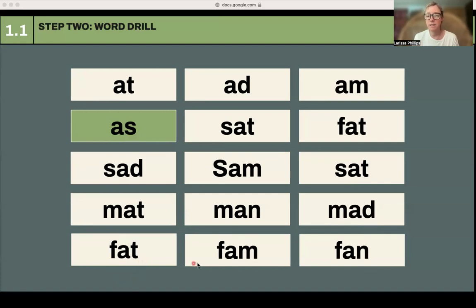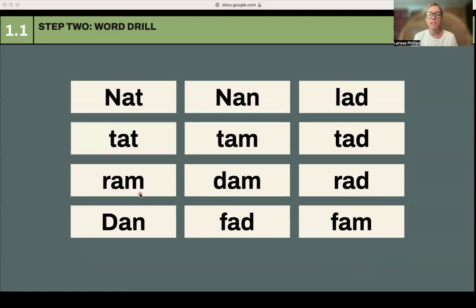Fat, fam, short for family, or maybe it's a nonsense word. Fam, fan, like a fan that you turn on when it's hot. Okay, now this is our challenge page. These are words that are unusual, possibly unknown, or might be names. So these are harder. And if it's a capital letter, that means it's a name.